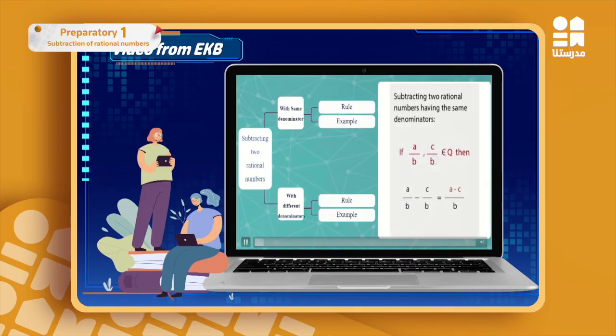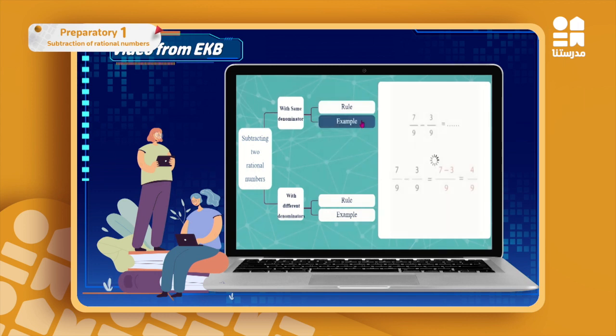Our first case is how to subtract two rational numbers having the same denominator. If we have A over B and C over B belonging to Q, then the subtraction will be A over B minus C over B equals A minus C over B. Now look at the following example on the screen. If we want to subtract 7 over 9 minus 3 over 9, it equals 7 minus 3 over 9. So the final result is 4 over 9.